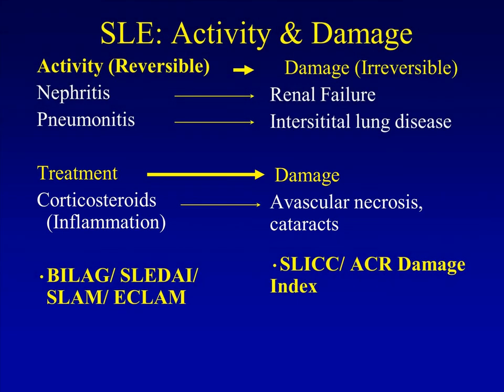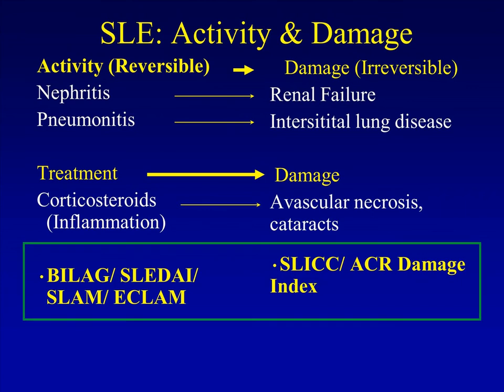Now, there are several tools to measure disease activity which are listed here, including the BILAG, British Isles Lupus Assessment Group Scale, and several other instruments, for example, the SLEDAI, SLAM, and ECLAM. And there's one commonly used damage measure called the SLICC ACR Damage Index.